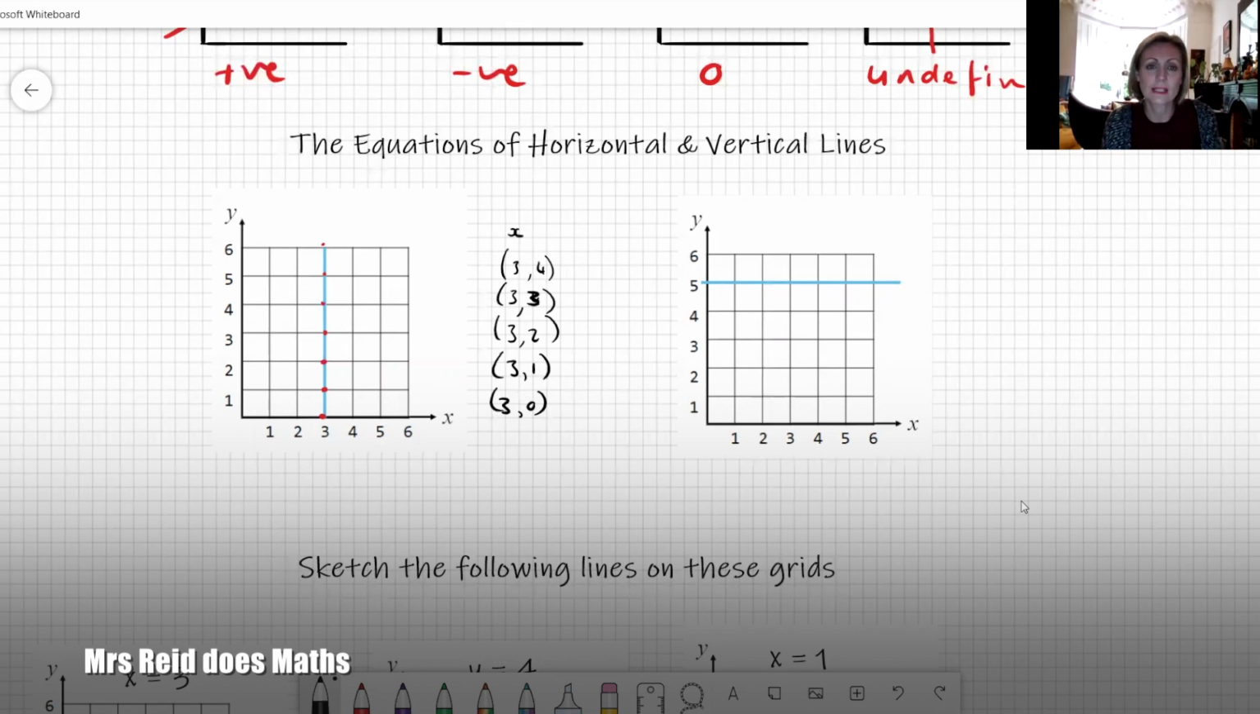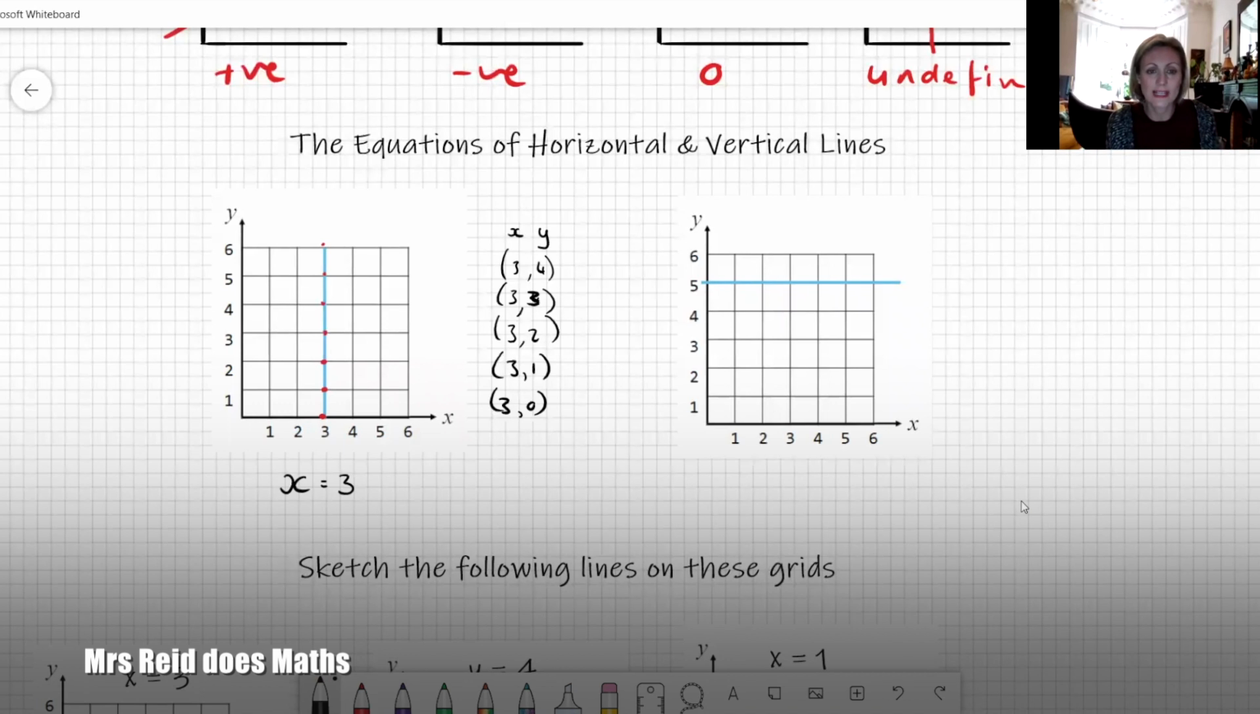Remember, the x coordinate is the first coordinate and the y coordinate is the second. It's alphabetical, so the x is first. The x is your across coordinate, the y is your up and down coordinate. So all of these have an x coordinate of 3, so the equation of this line is x equals 3.